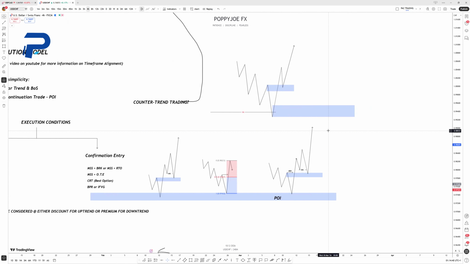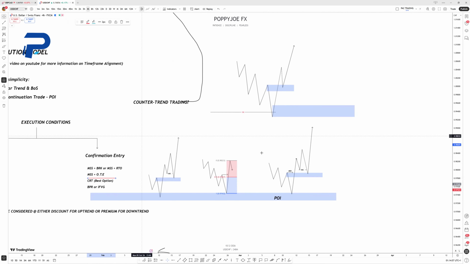Which one should I use? Which one should I do? Should I wait for the other block? Should I go for this one? So in that case, you might still have inconsistency in entry, but I have a solution to it, and that's our second condition here: MSS plus OTE.